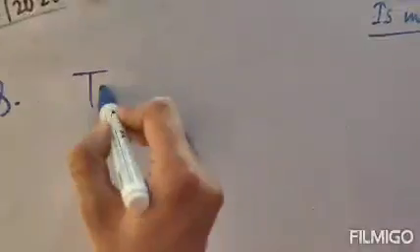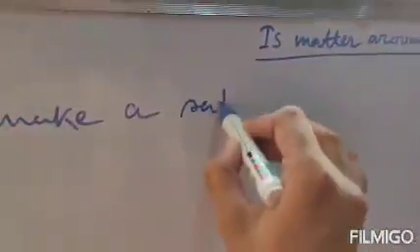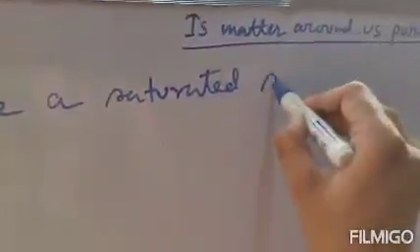So the next question. All these questions are based on your NCERT textbook and your in-text questions. A total of 4 to 5 questions are important, and the rest of the questions you can easily solve by yourself. So the next question is a numerical question, a small numerical that can be asked in the exam. So the numerical is to make a saturated solution.